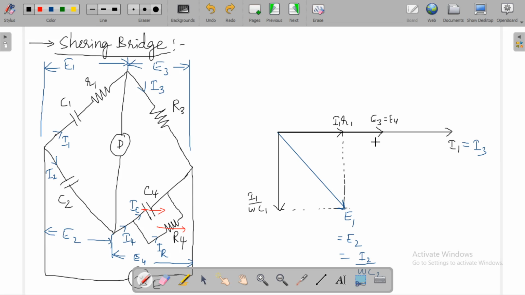Let me write over here. E3 is equal to E4, which is equal to IC by omega C4, which is equal to IR R4.